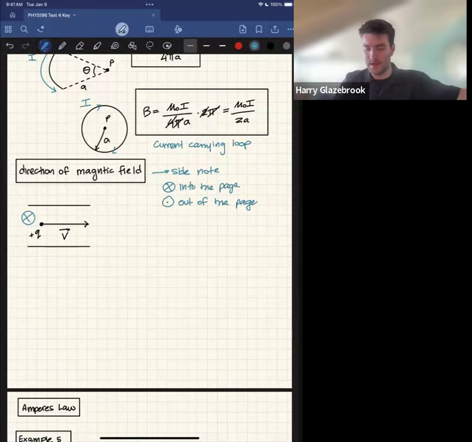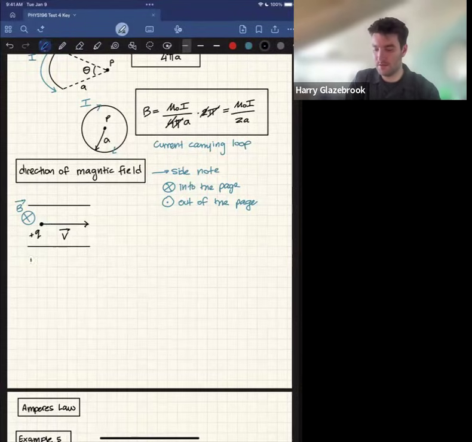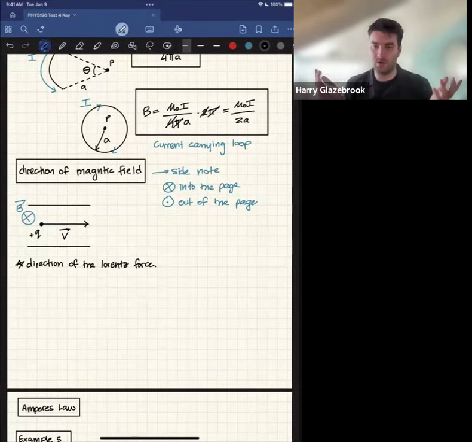So in this case, I got a uniform magnetic field going into the page. My velocity is going that way. I want to find the direction of the Lorentz force. And one way he'll specify this instead of saying find the direction of the force is he'll say, is this particle going to go up, down, or stay the same? He'll say something like that. So, all right, right hand rule.